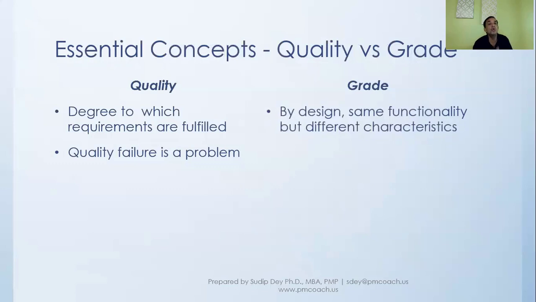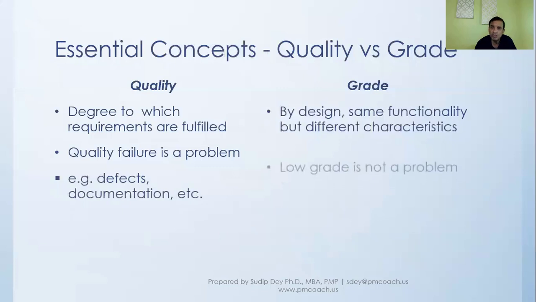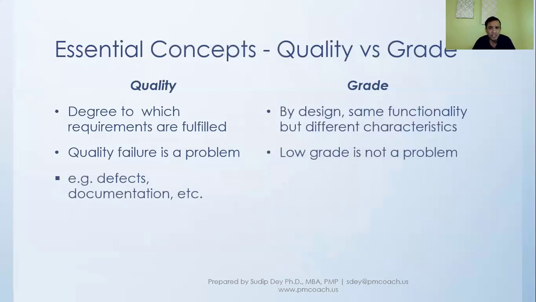We should strive to arrest any kind of quality failure. For example, if there are defects, these are quality failures. If there is no documentation, that is a quality failure. So that is a problem. Whereas in case of grade, if it is a low grade, it is not a problem, because we said it is by design. Different grades can be by design. And when we say low grade, it might have limited features.